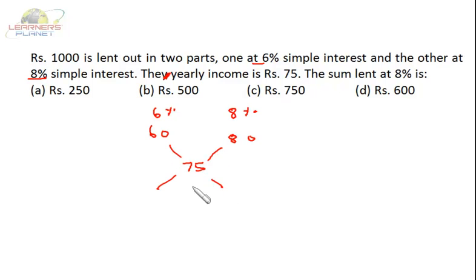So as simple as that, it is 5, it is 15. So the ratio is 1:3. So we can distribute 1000 in the ratio 1:3, that is 250 and 750. So the amount which is lent at 8% is rupees 750.